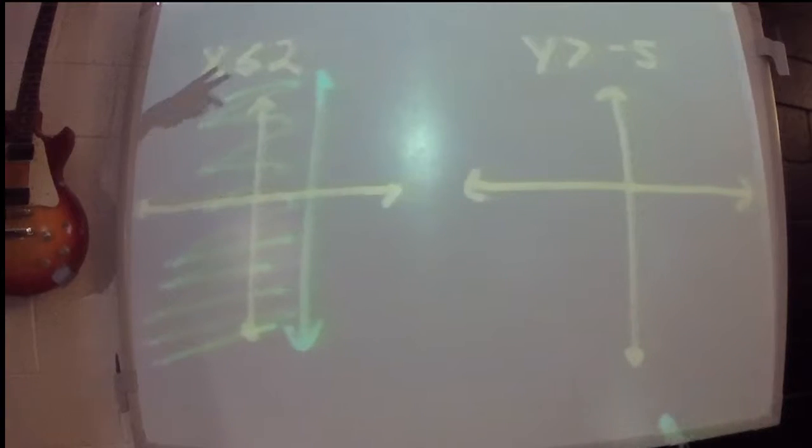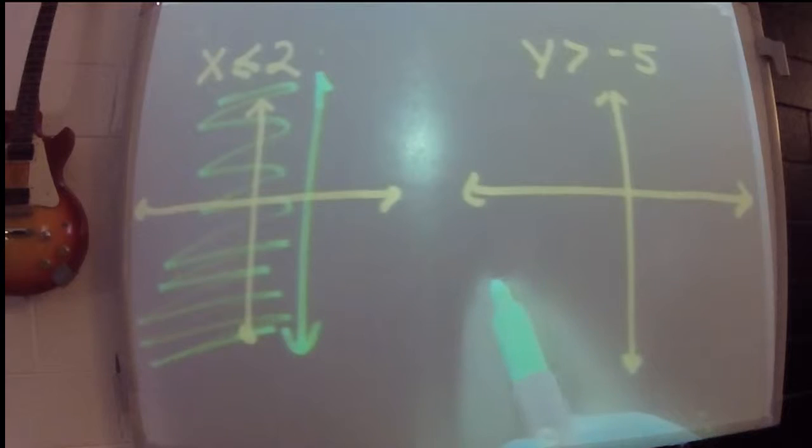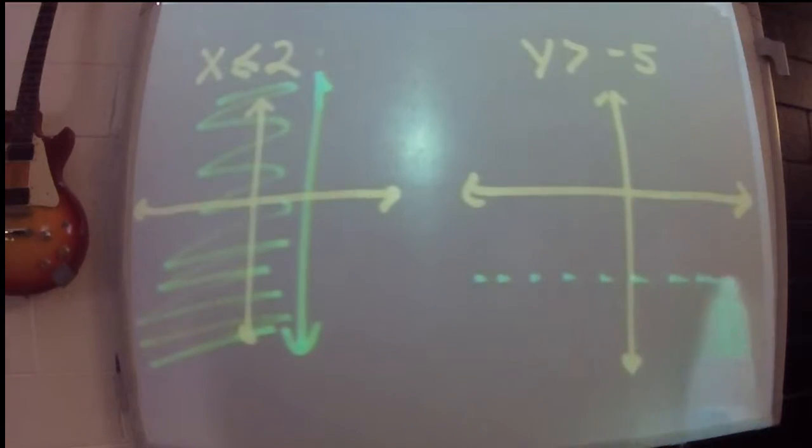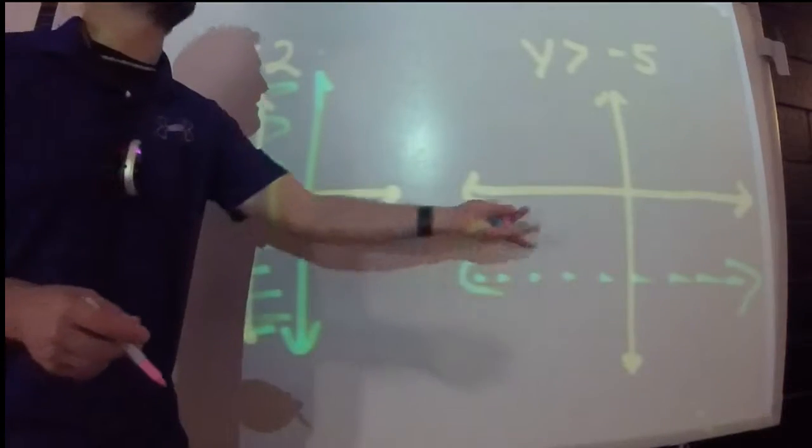And then likewise, if I have y, and I'm supposed to graph that on the coordinate plane, that's going to be a flat line, and this is flat and dotted. And if I am greater than, where do I shade? Right. I can't shade right on an up-down. Up. Yeah, so I shade up.